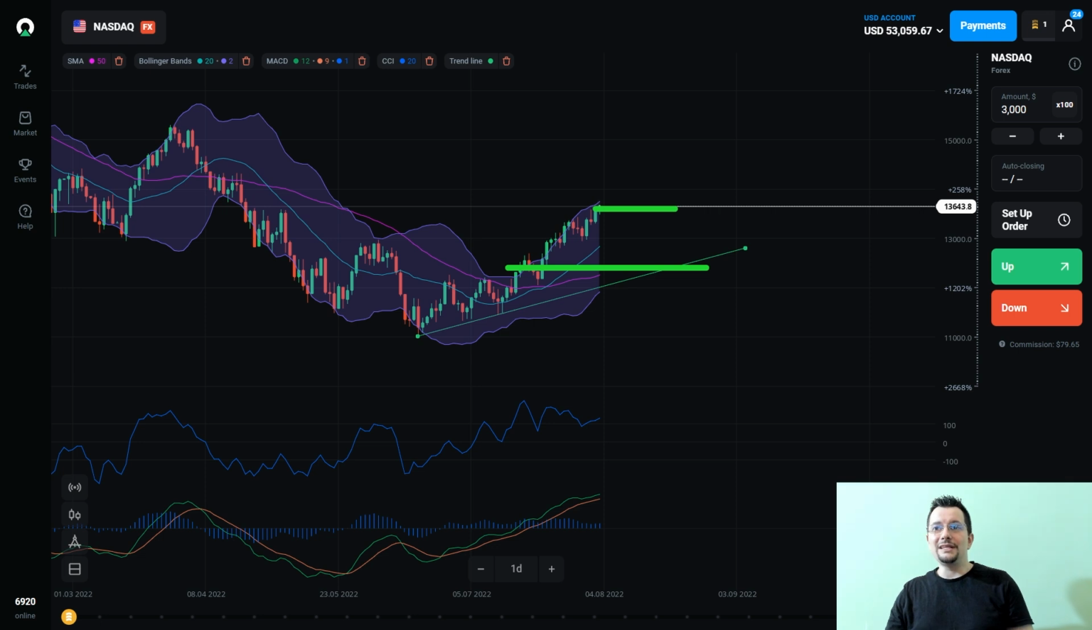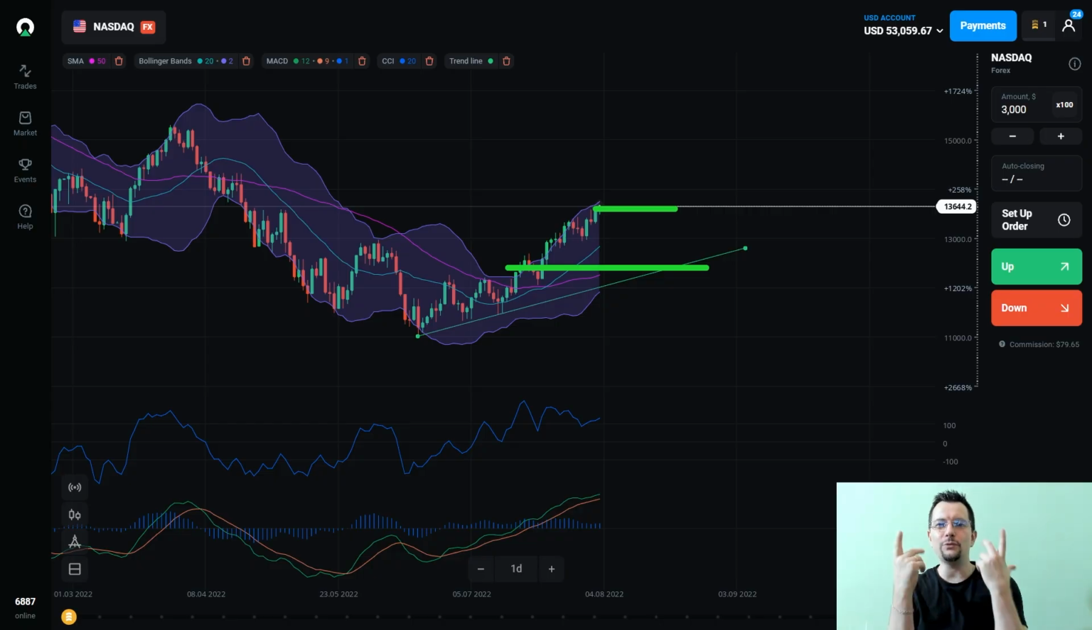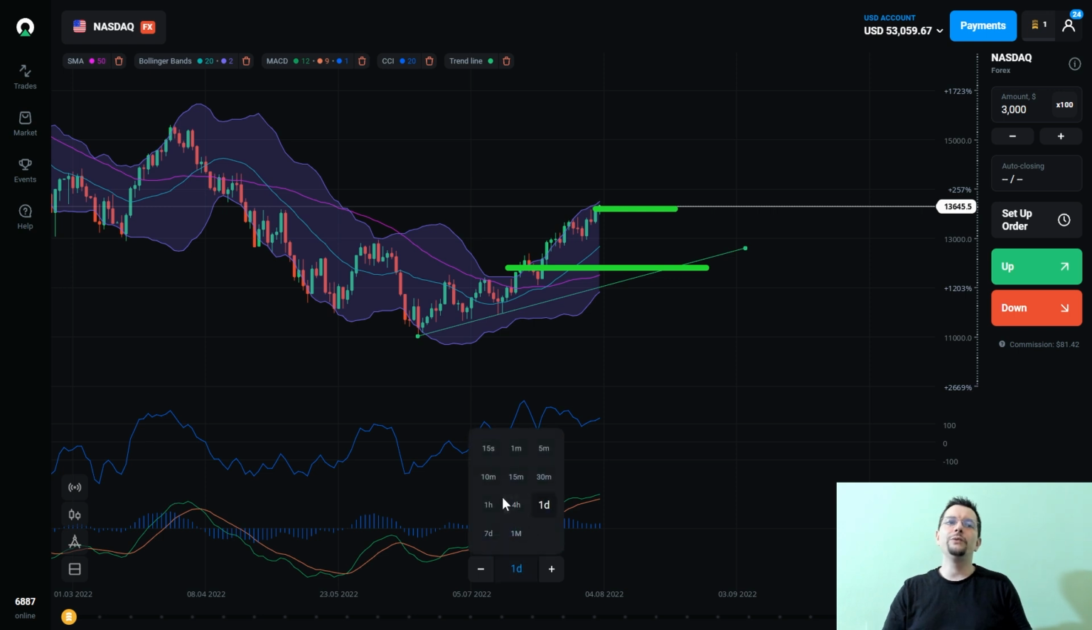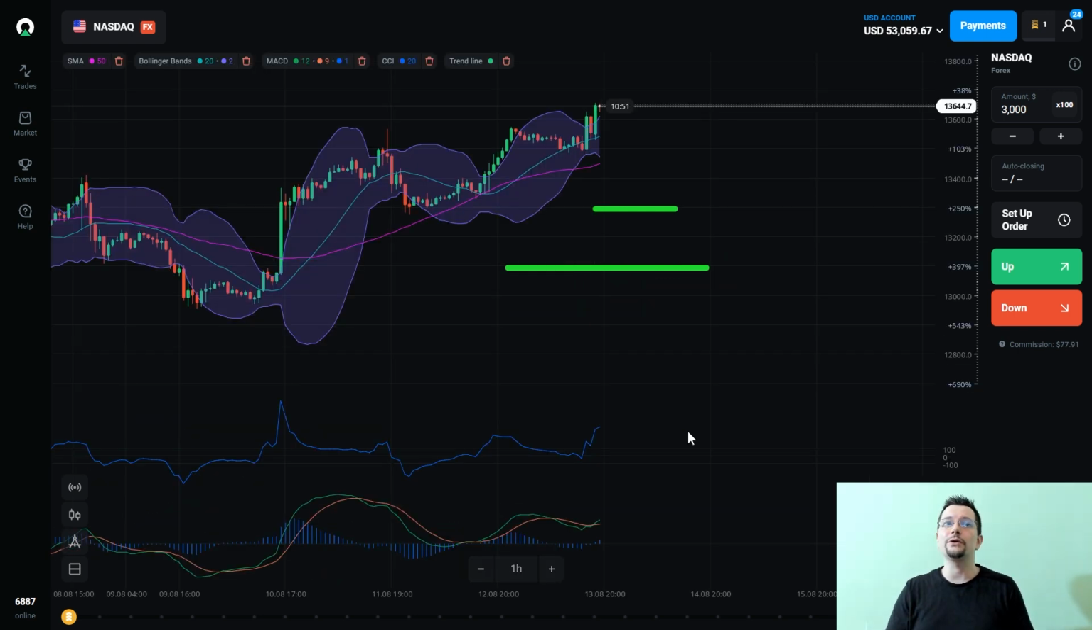So moving on to the next lesson, number 3: what you want to be looking out for before opening a trade is the reason to enter. That's right, finally we came to that trigger, the trigger that we use to enter the trade. It can be on an even lower time frame. So we're looking at the daily time frame. We could even look at a lower time frame, like say the 1 hour or 4 hour graph.